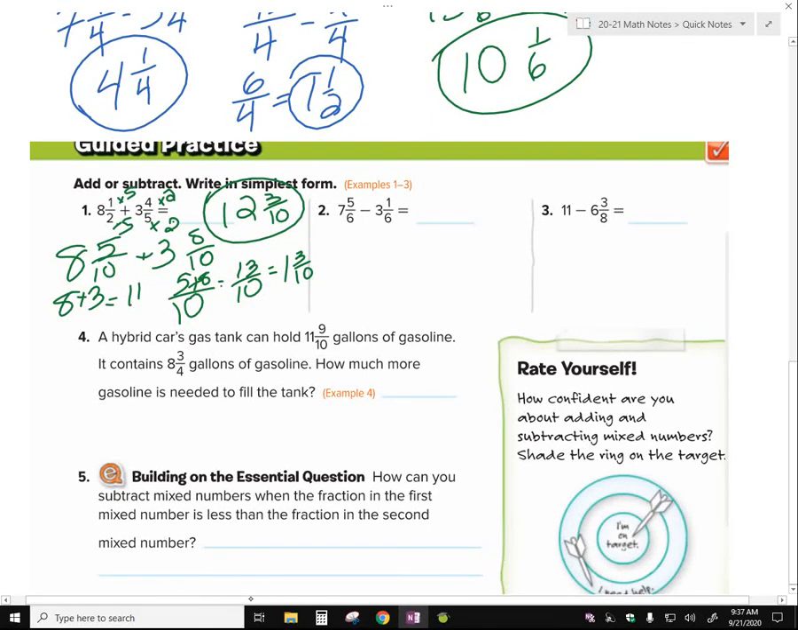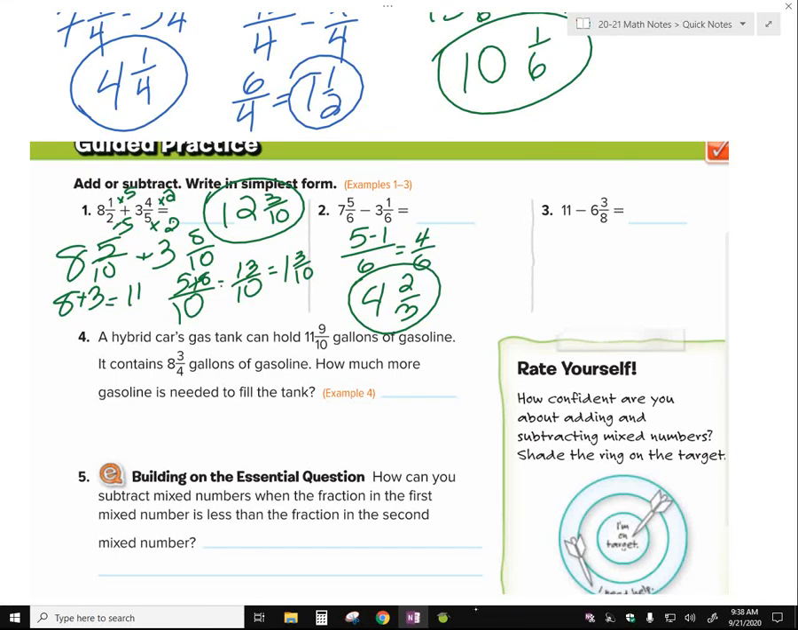And we have 7 and 5/6 minus 3 and 1/6. We already have a common denominator, so all you need to do is just subtract the fractions. And then subtract the whole numbers, 7 minus 3. So I get 4 and 2/3. That's an ugly 4. And a hideous 3. Wow, I didn't see that. That's so bad I need to rewrite it.